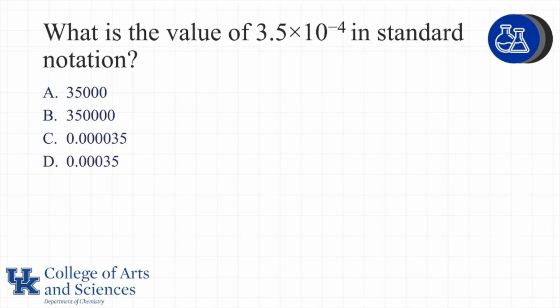What is the value of 3.5 times 10 to the minus 4 in standard notation? The first thing I want to look at is the exponent, which is a negative number. Does this mean it's a small number or a large number? Because it's negative, the value is less than 1, so we have a small number.